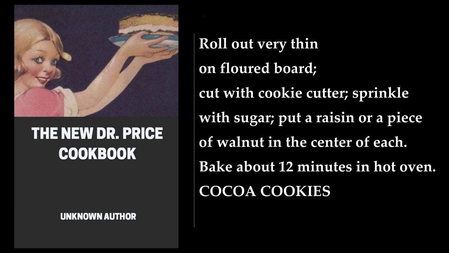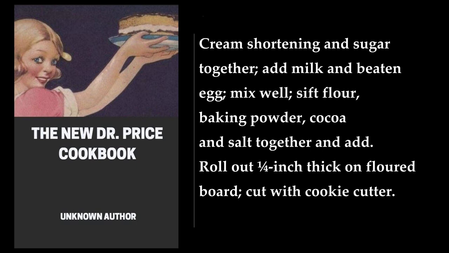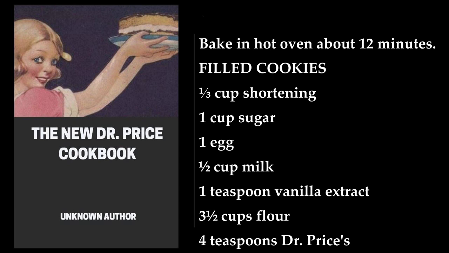Cocoa cookies. 4 tablespoons shortening. 1 cup sugar. 1/4 cup milk. 1 egg. 2 cups flour. 3 teaspoons Dr. Price's baking powder. 1/4 teaspoon salt. 1/2 a cup cocoa. Cream shortening and sugar together, add milk and beaten egg, mix well, sift flour, baking powder, cocoa and salt together and add. Roll out a quarter inch thick on floured board, cut with cookie cutter. Bake in hot oven about 12 minutes.